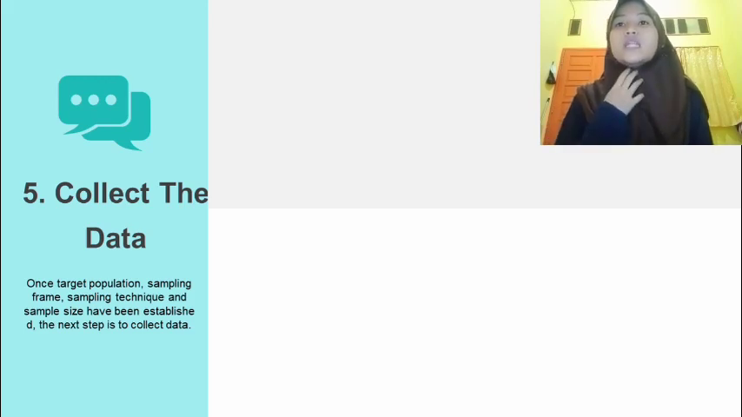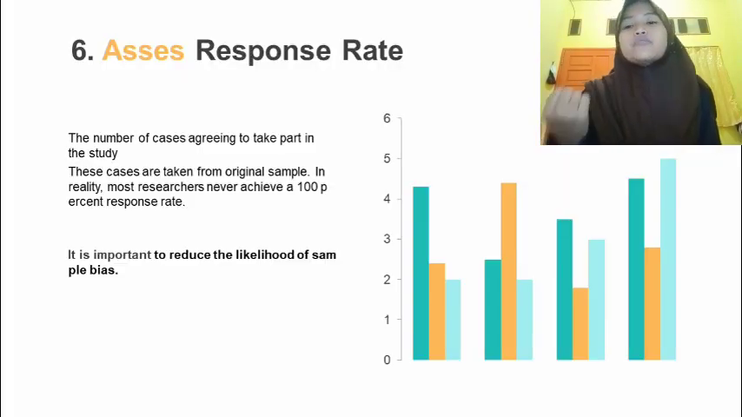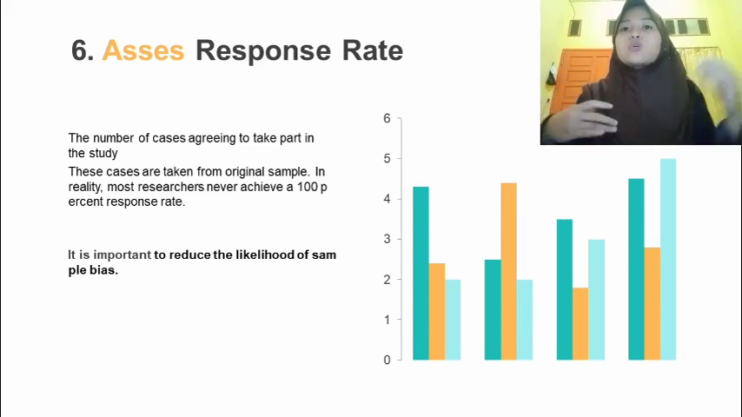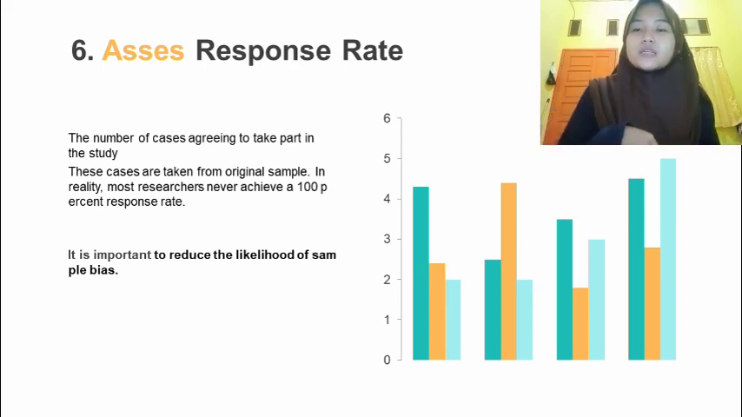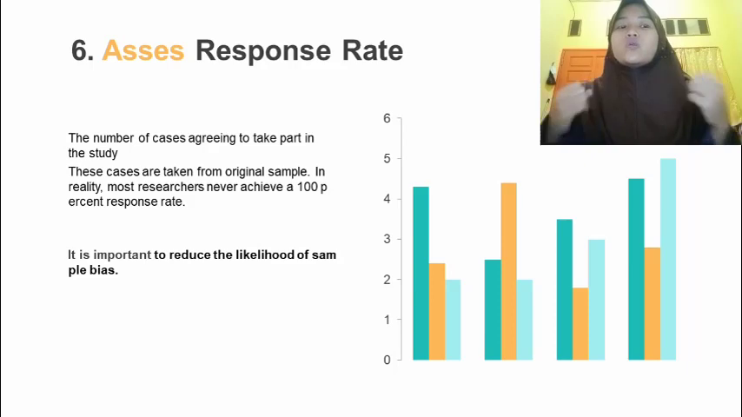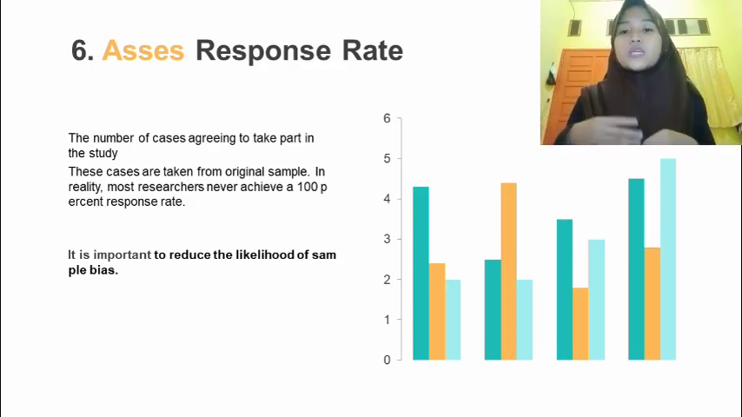And also the sixth one is assessing the response rate. After having all the data, we look at the number of cases agreeing to take part in the study, taken from an original sample. In reality, most researchers never achieve a 100% response rate. It's okay for you to not have all the responses from your survey, for example. But it's also important to reduce the likelihood of sample bias. So at the end, after giving the survey and accepting the responses, it's time for us to assess the response rate and also assess the data.